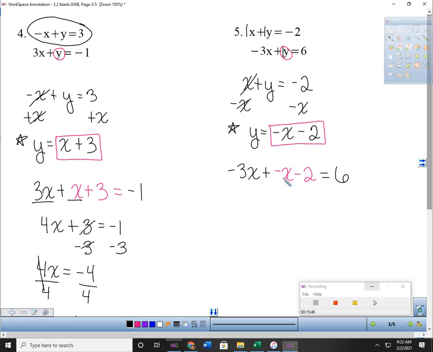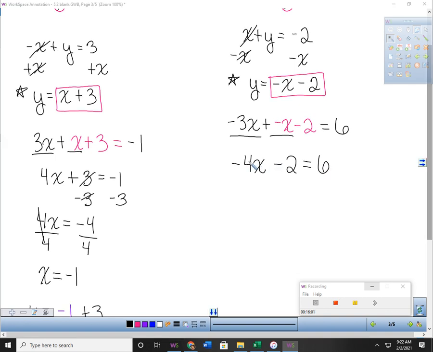All right, now I can combine these terms that are on this side, so the negative 3x and the negative 1x, that makes negative 4x. And then I have minus 2 equals 6. And now since I've got my x's together, I'm just going to solve for x. So I add 2, negative 4x is equal to 8, divide by negative 4, and x is equal to negative 2.